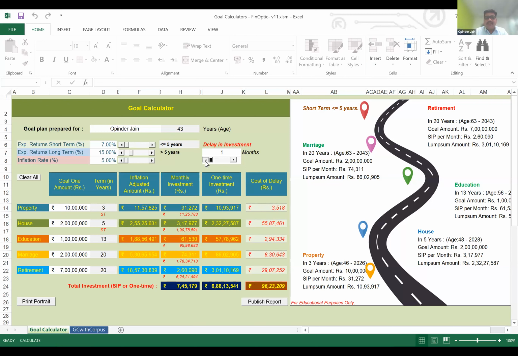So here what we have done is we have simulated this thing. On every month of delay, if I delay my investment by 1 month, how is it going to affect my goal amount over a period of such years? So for example, if you see the property part, I have just put 10 lakh rupees for 3 years. A 1 month delay is only reducing my goal by 1785 rupees. Having said that, if you go down, a house in 5 years, 2 crores, if I delay my investment for 1 month, my corpus reduces by 3,17,977. So this is the power of compounding, which I was talking about in the rest of my slides.